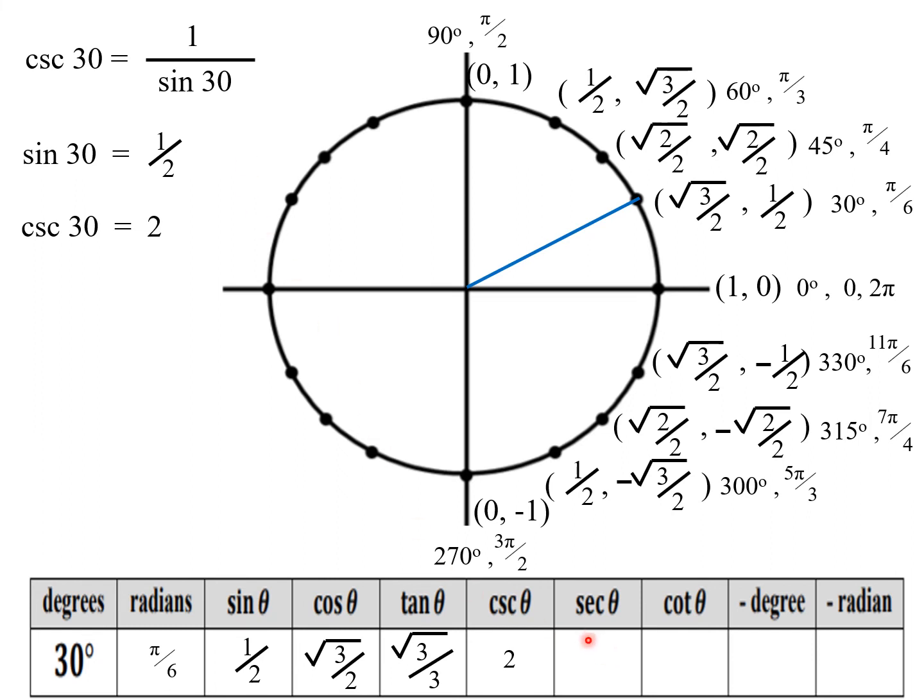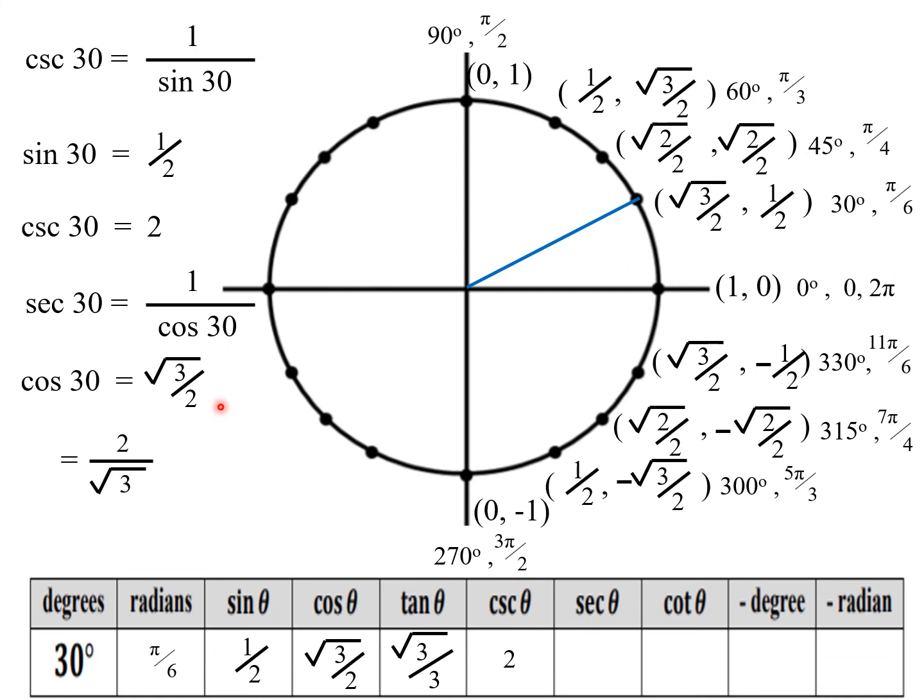All right, what's next? The secant. The secant is 1 over the cosine. The cosine is √3 over 2. So I get 1 over √3 over 2, which becomes 2 over √3. The denominator of the denominator comes back on top. Once again, we don't like to leave it in that form, so we're going to multiply it by √3 over √3. And the √3's in the denominator combine to be 3. And so it becomes 2√3 over 3.